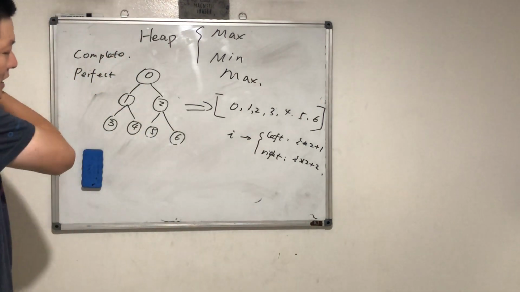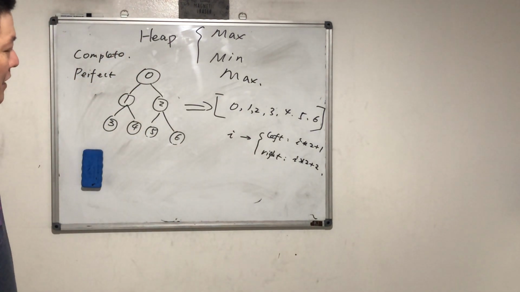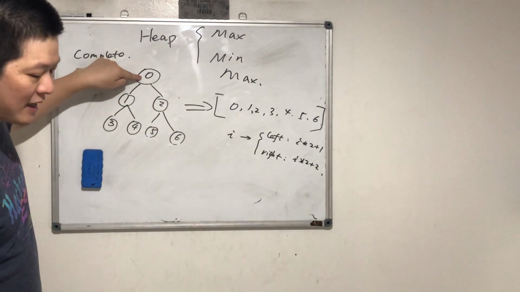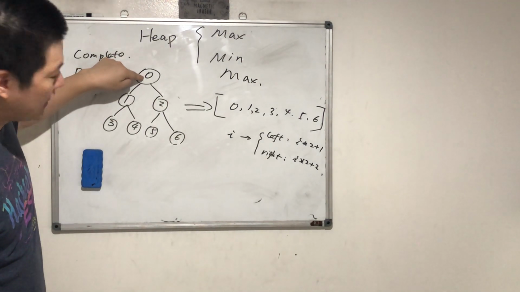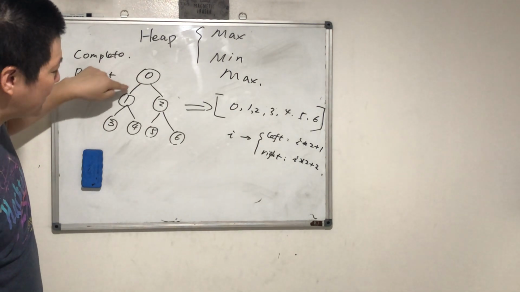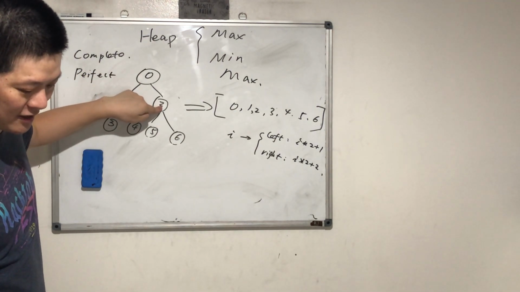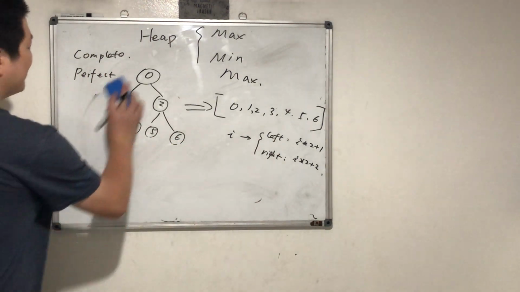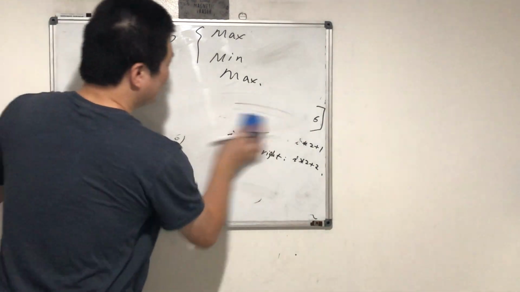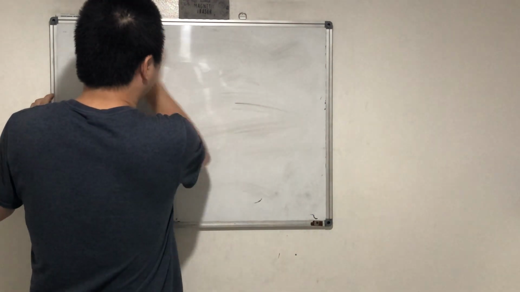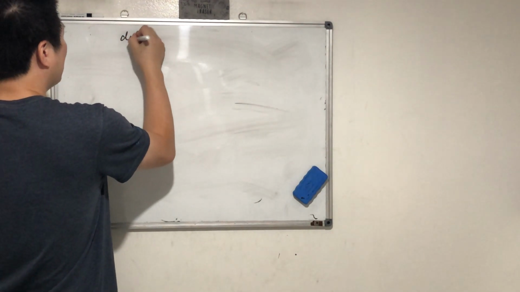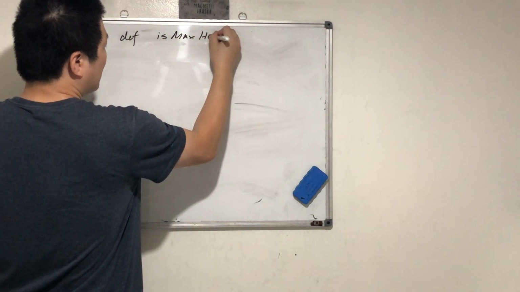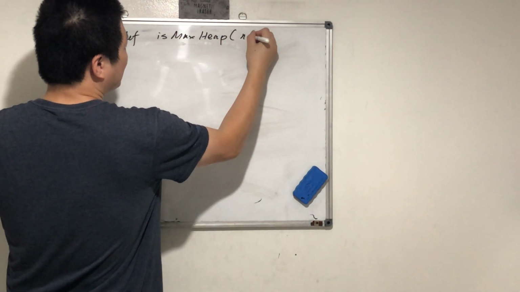So given a heap, a max heap, today's task is to verify if it's a max heap. For a max heap, each node is always bigger than its kids, and we're using the index. So how can we do this? Define is_max_heap, and we give it the numbers.